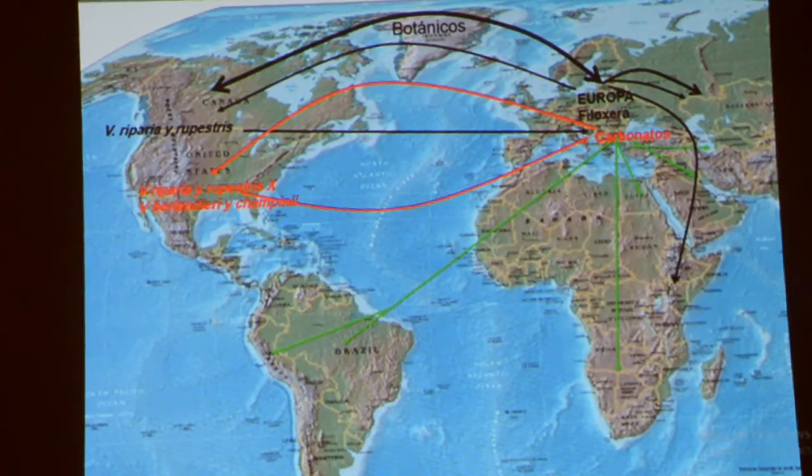So the good selections they made, they spread out and they took them to different countries.